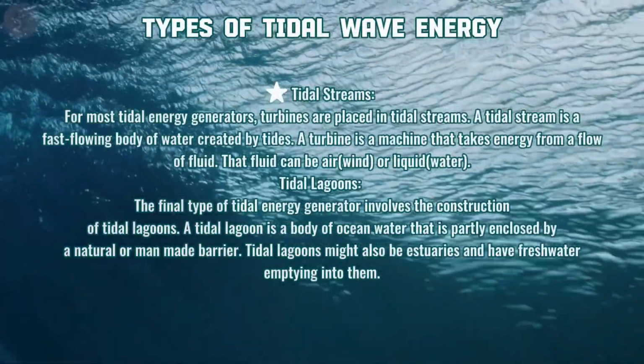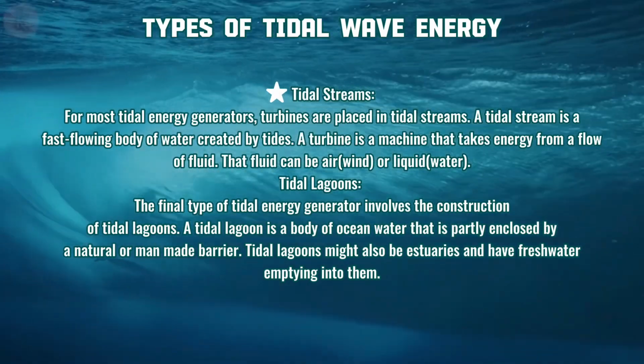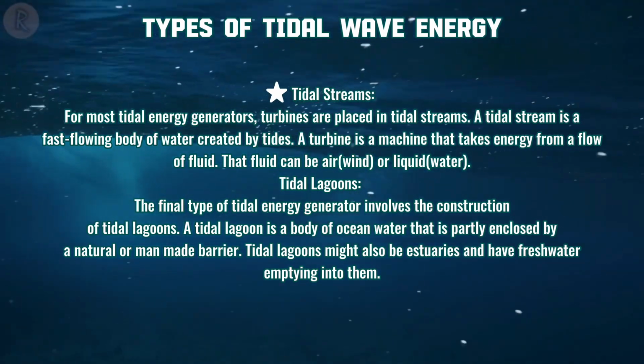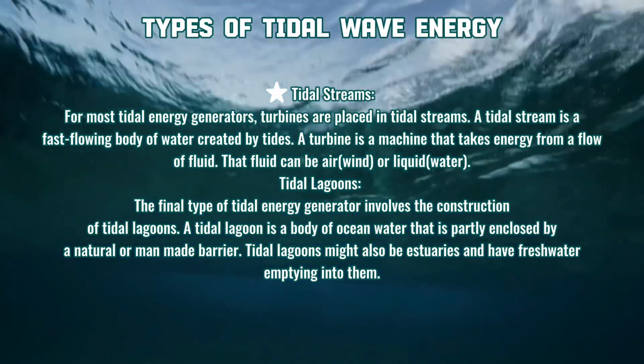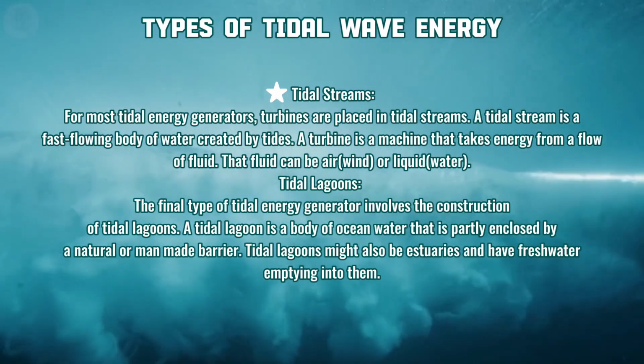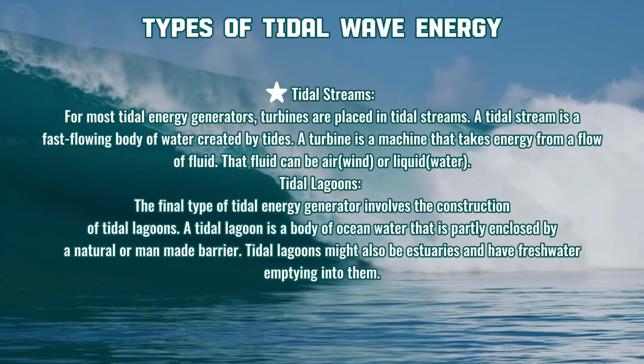Tidal streams. For most tidal energy generators, turbines are placed in tidal streams. A tidal stream is a fast-flowing body of water created by tides. A turbine is a machine that takes energy from a flow of fluid. That fluid can be air, wind, or liquid water.